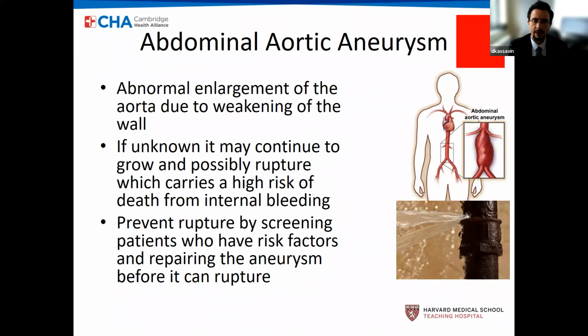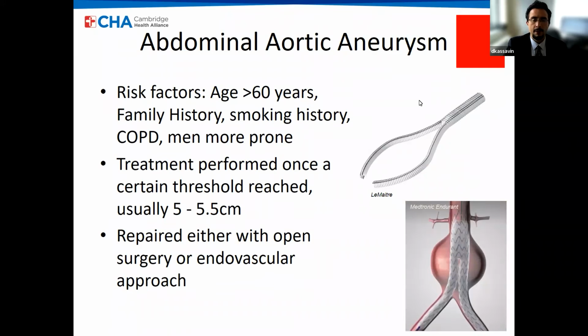And so what we want to do in patients with this process is to catch it early and to treat it early. And that way you prevent that rupture from taking place. And so we typically will screen patients who have risk factors and try to catch this early. And I'll be going over what those risk factors entail. Those risk factors include patients who are greater than the age of 60, who have a family history of aneurysms, who have smoked. COPD is a risk factor for progression of these aneurysms, and men appear to be at higher risk of aneurysms than women.